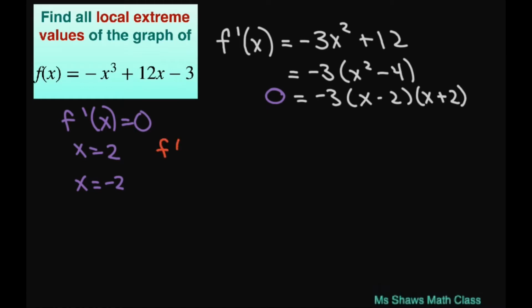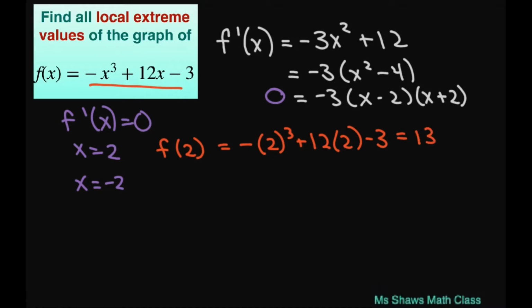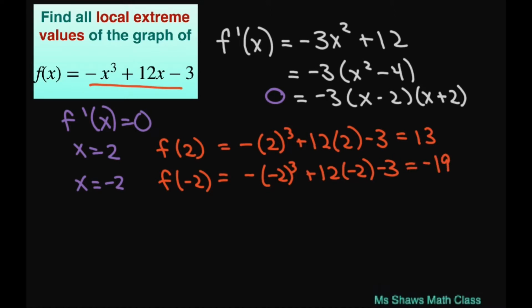So f of 2, you go back to this original equation, it's going to equal negative 2 cubed plus 12 times 2 minus 3. That's going to give you 13. And then f of negative 2 is going to give you negative 2 cubed plus 12 times negative 2 minus 3. And that's going to give you negative 19. So basically, we have these points that are going to be your local max and min. 2, 13, and negative 2, negative 19.